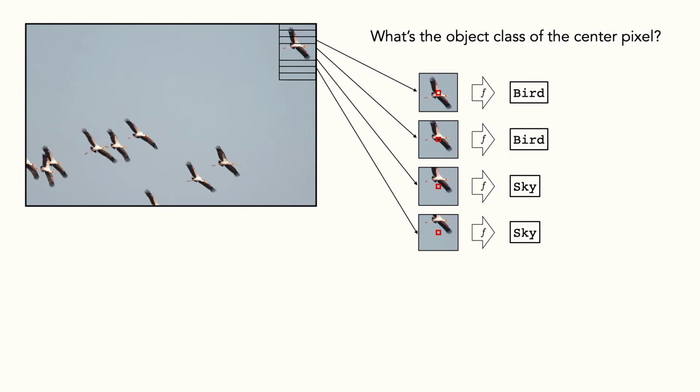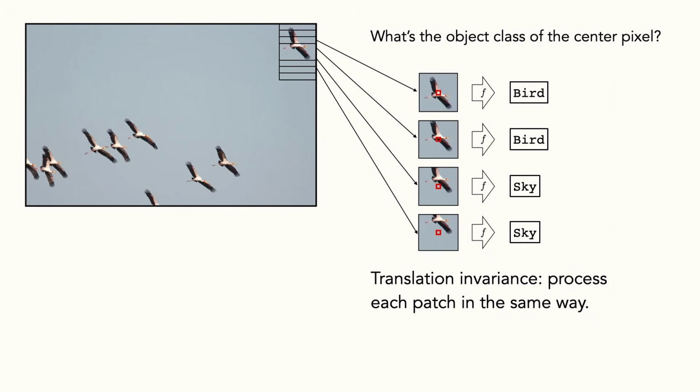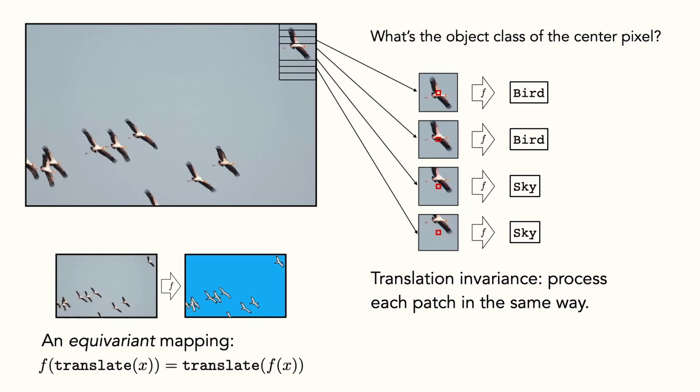One thing that's nice about this is that because you're processing each of these patches independently and identically, the model itself is equivariant to translations of the input. Since you're processing every single patch in the same way, it doesn't matter if the bird is in the top corner, the center, or the bottom left, those pixels are still going to be categorized as bird. Another way to think about this is that if you applied your function to a translation of the input, it would be the same as translating the function of the original input.